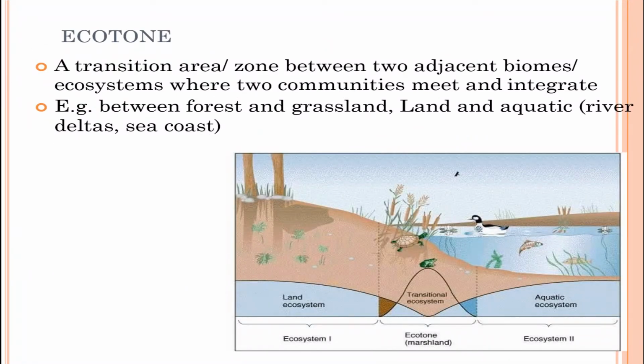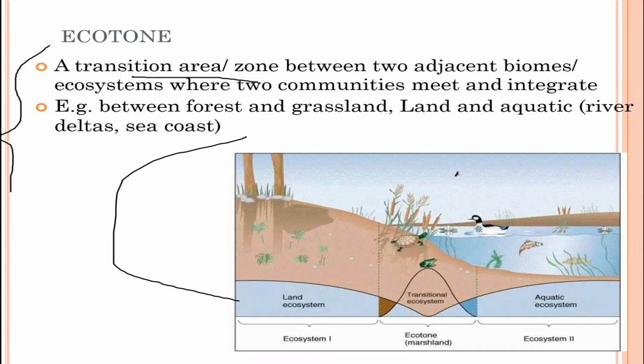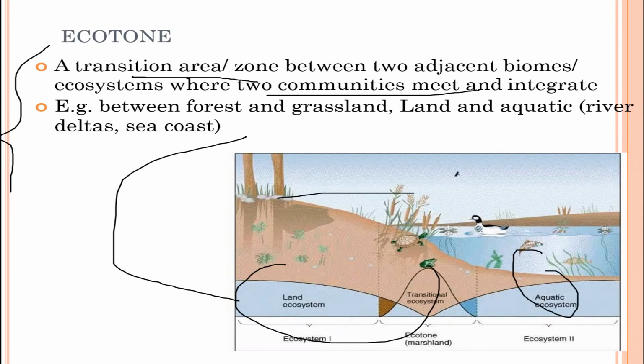Talking more about the ecotone, I have a picture for you as well. This is a transitional area or zone between two adjacent biomes or ecosystems where two communities meet and integrate, for example a forest and a grassland. As you can see, this is a land ecosystem, this is an aquatic ecosystem, and this is a combination of the two.